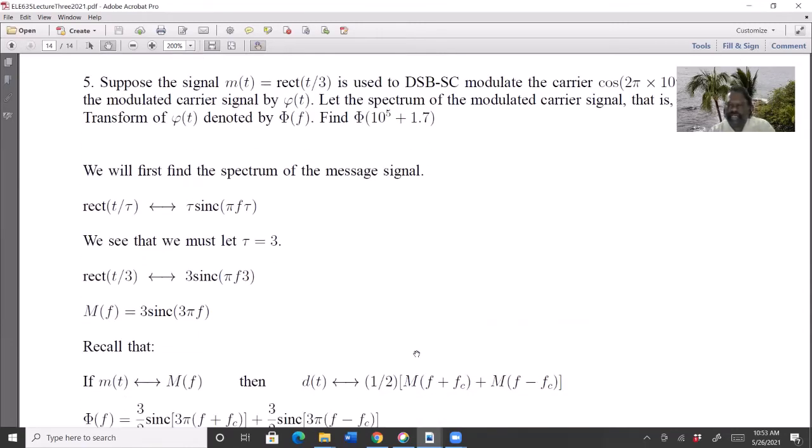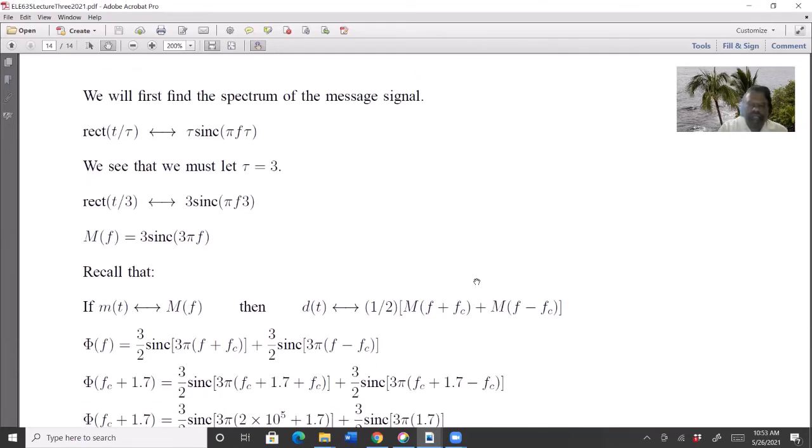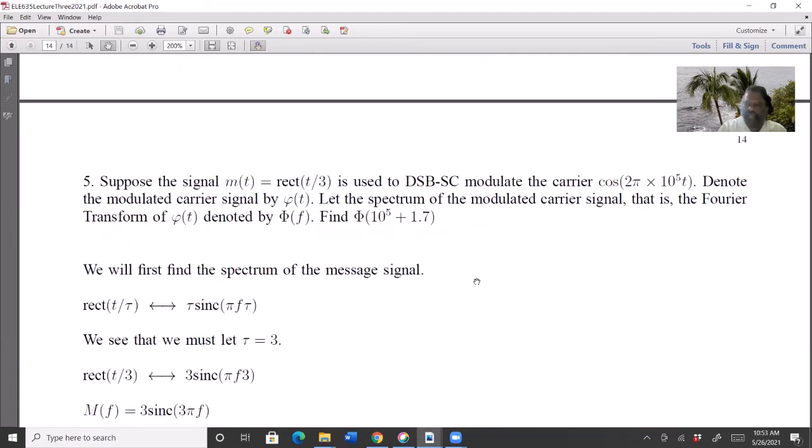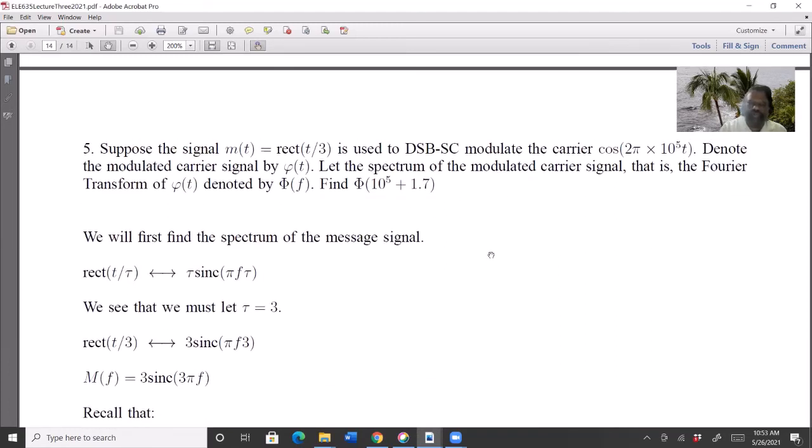So here is this question. I will come back to this maybe just before the exam and go through this, but I think your TA will explain this week. So the message signal is a rectangular pulse. It is used to DSB modulate this carrier. You can see the carrier frequency is 10 to the 5. Denote the modulated carrier time domain signal by phi of t. Let the spectrum of the modulated carrier be denoted by phi of f. So you first have to calculate this and then find phi at 10 to the 5 plus 1.5.